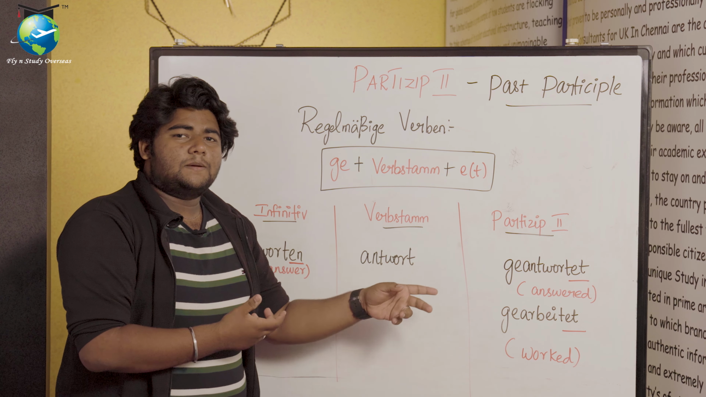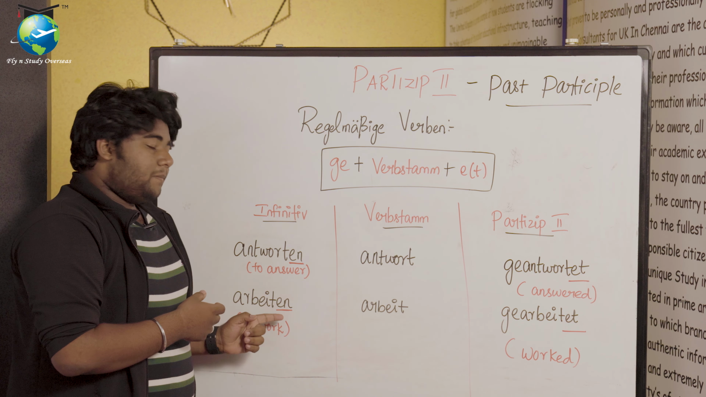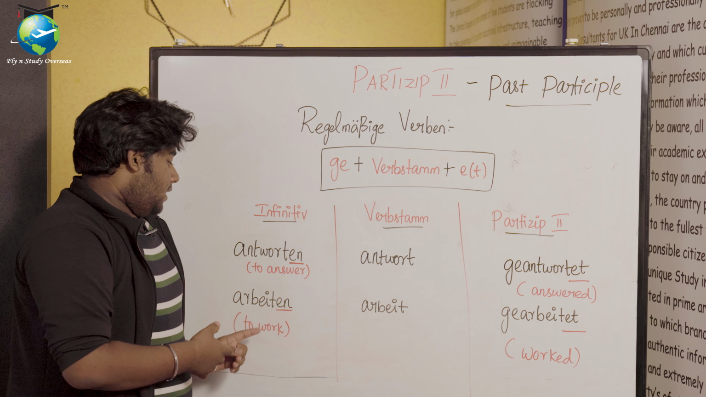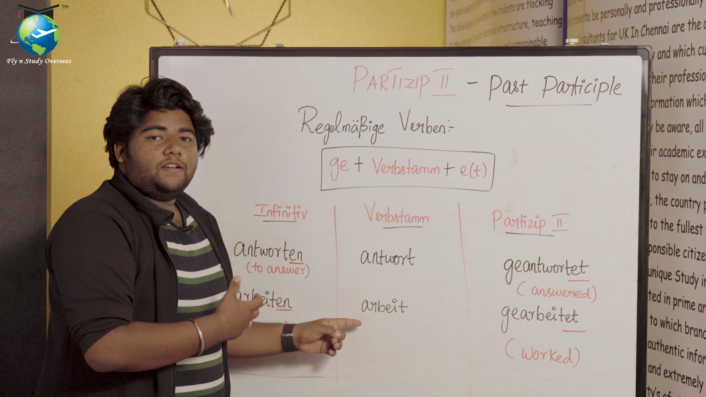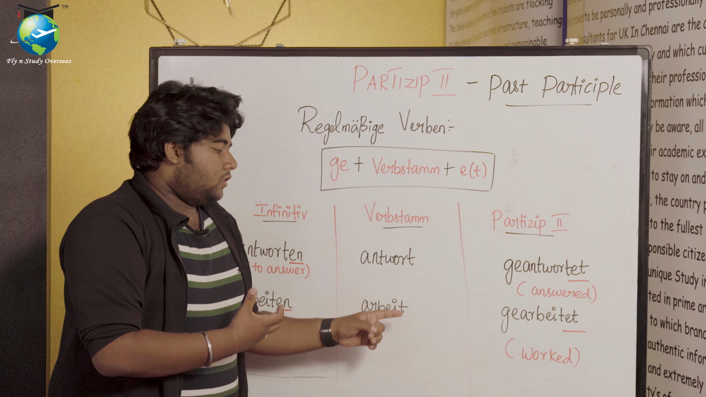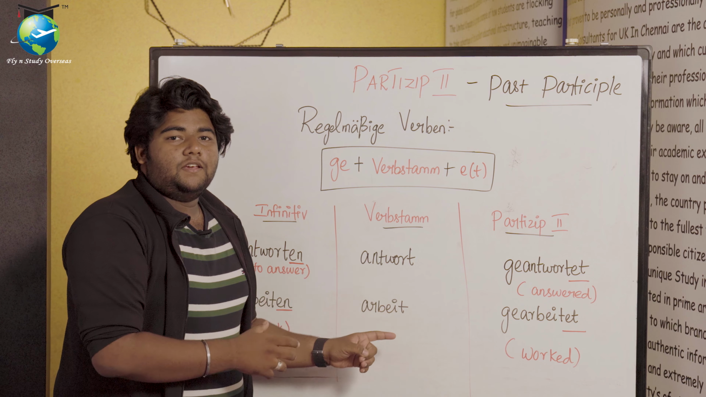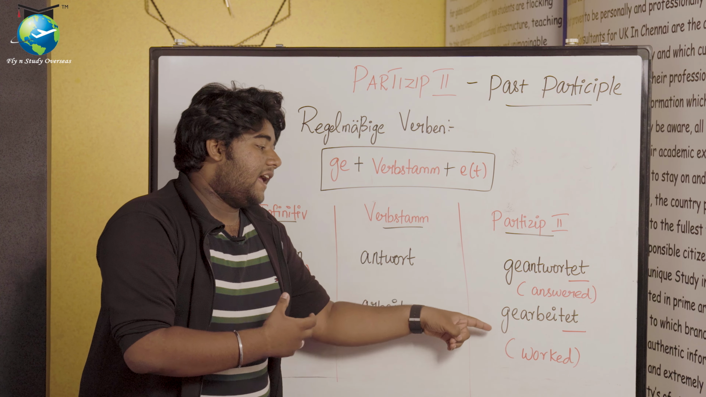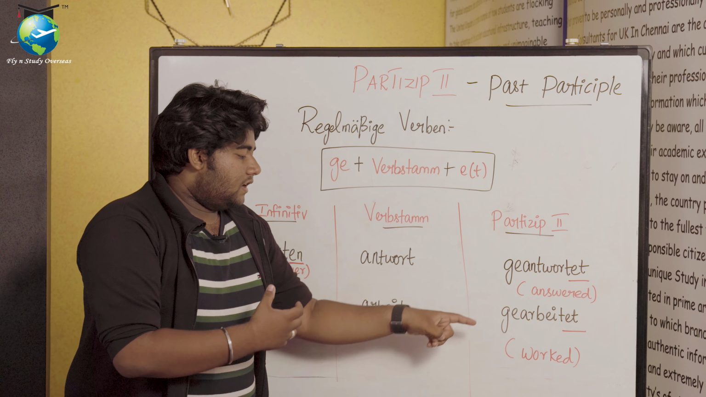And let's see another example for this exception. See, arbeiten. What is the meaning of arbeiten? Arbeiten is to work. So what is the verb stem here? Again, it ends with t, arbeit. So you can't add another t simply. So you have to use an e before, which gets completed like ge arbeitet, which is worked.